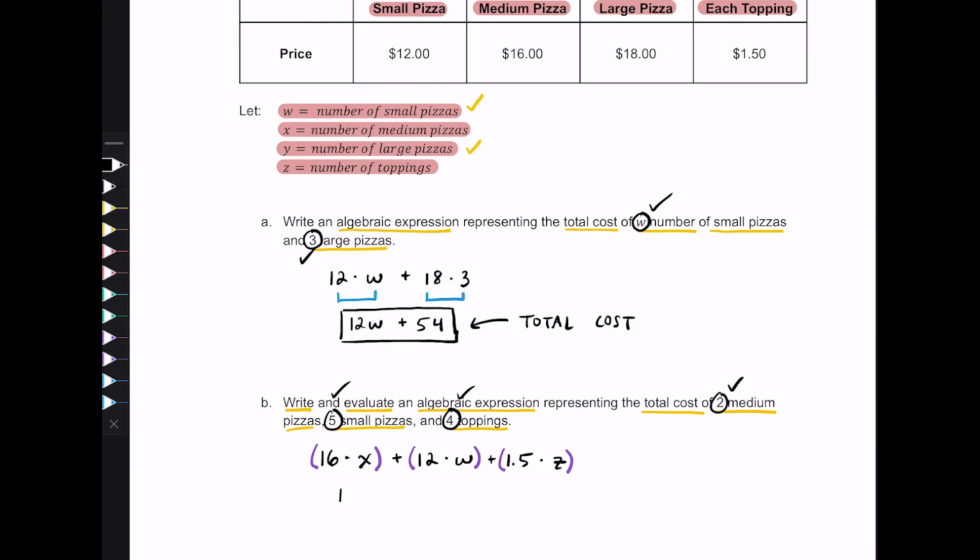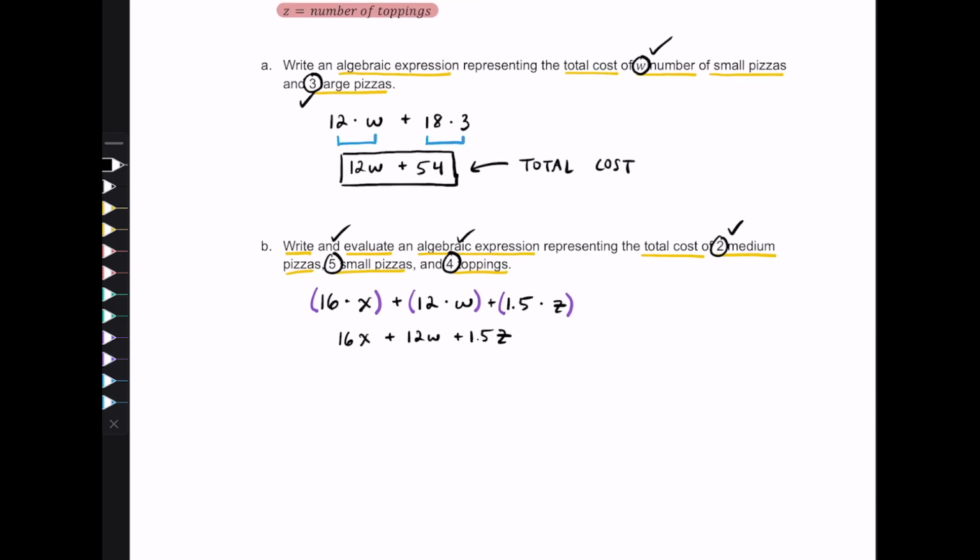And we can simplify this down into 16x plus 12w plus 1.5z. So the coefficients here are 16, 12, and 1.5. All right. Now they do tell us here that there are going to be 2 of these medium pizzas. So this is going to be 2. So it's going to be 16 times 2. Okay. And then we're also told here that we're going to get 5 small pizzas. So that's going to be 12 times 5. That we're changing this W to 5. And finally, we're told that there's going to be 4 of these toppings. So 4 here, that's going to be Z. So that's going to be plus $1.50 for each of these 4 toppings.